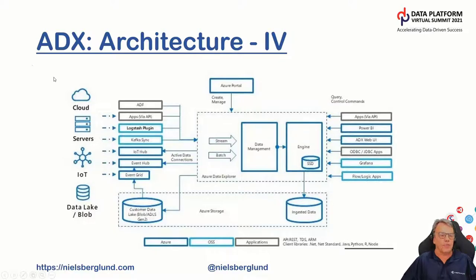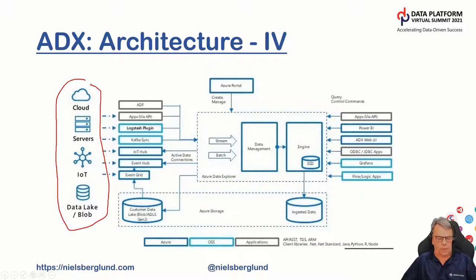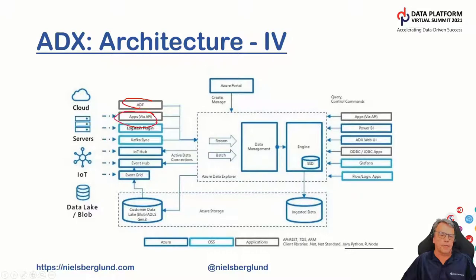It looks a little bit like this. Once again, it looks a little like the previous picture, but we are getting data here. That data can come from Azure Data Factory, applications, Kafka, Azure IoT Hub, Azure Event Hub, as well as Azure Event Grid. These are all connected in one way or another to the data management service.